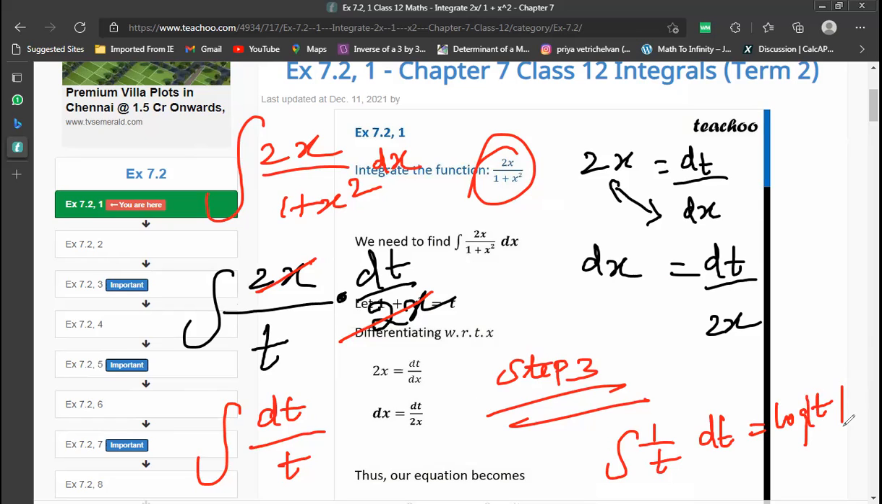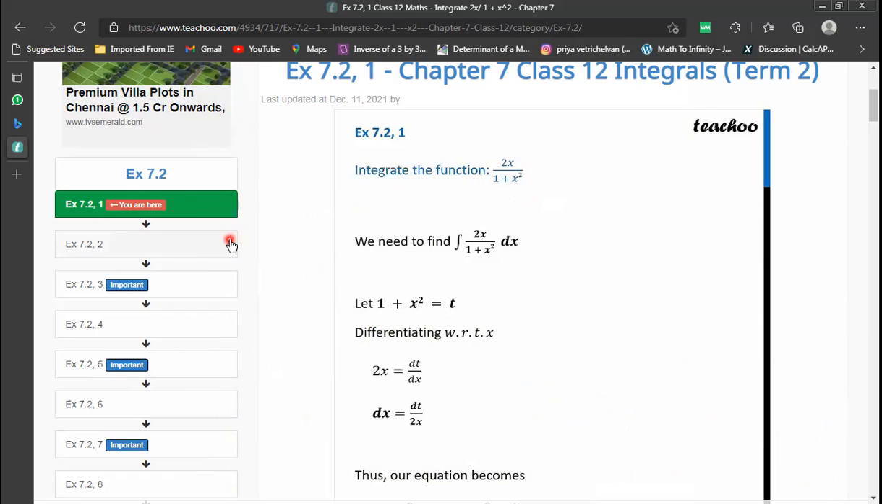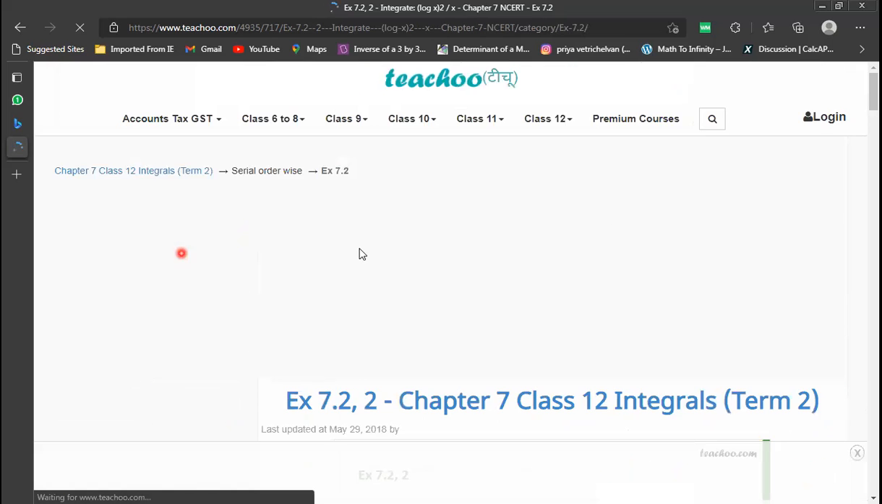We converted this question in terms of t for our convenience, so again we have to convert it in terms of x. You have to give the result in terms of x, since the question is asked in terms of x. So what is t? t is 1 plus x square. So the answer is log of 1 plus x square plus c. We'll move to the next question.